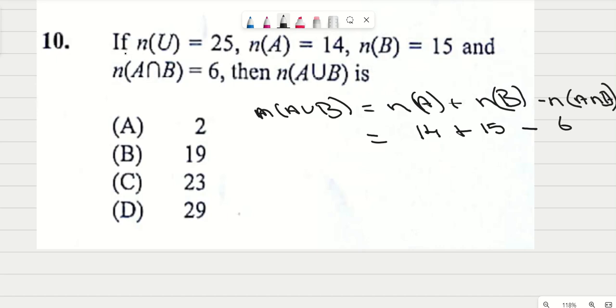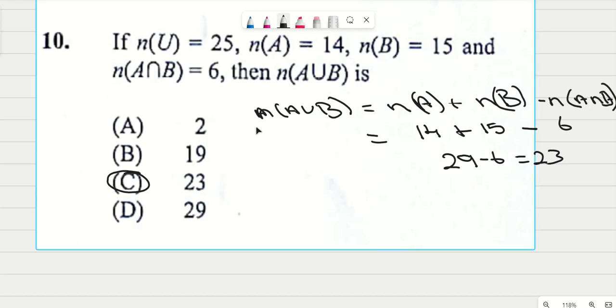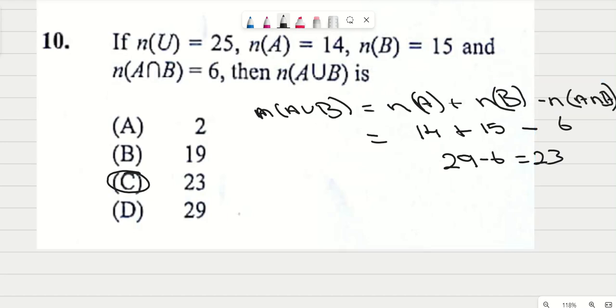14 plus 15 is 29. 29 minus 6 is equal to 23. So my answer would be C, which is 23. This formula here, guys, please remember it. It helps you a lot with different types of sets, multiple choice questions that they would bring.